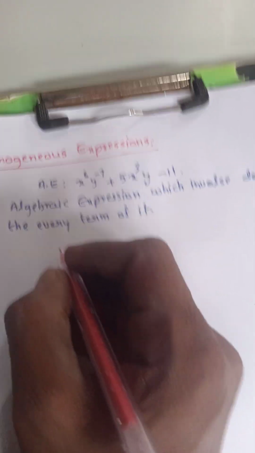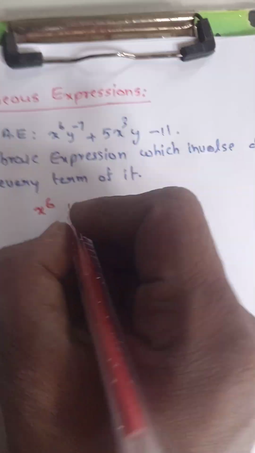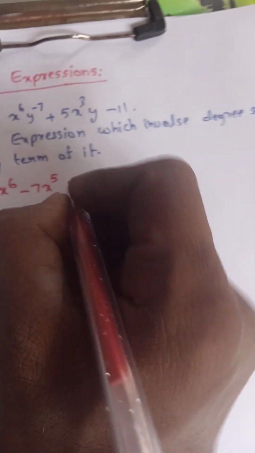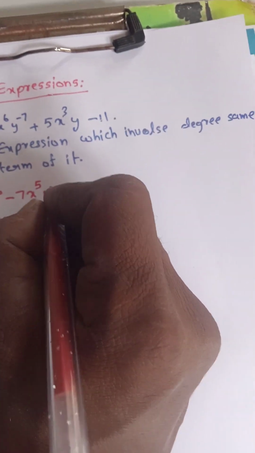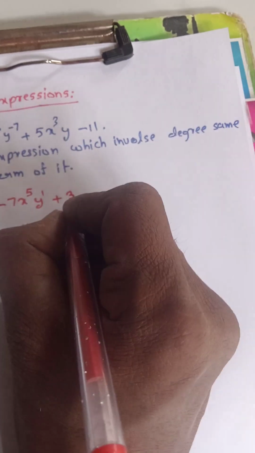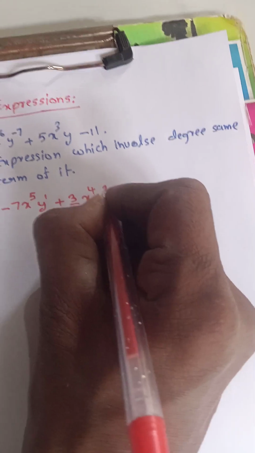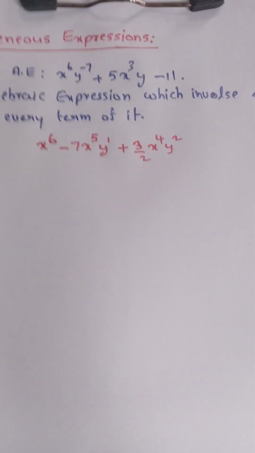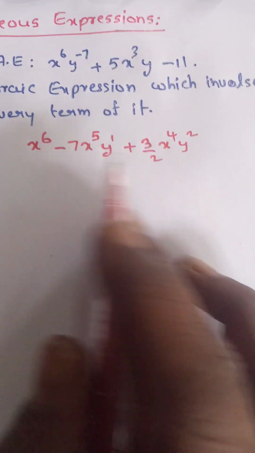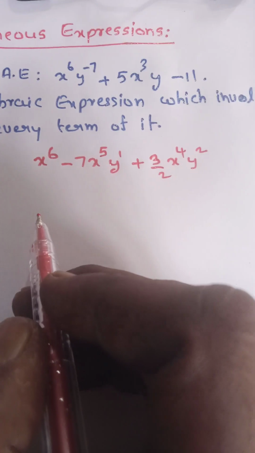Look here carefully: x to the power of 6 minus 7 x to the power of 5 y to the power of 1 plus 3 by 2 x to the power of 4 y square. Once you consider this expression very carefully, what do you understand? This is an algebraic expression. Now we'll go to every term.